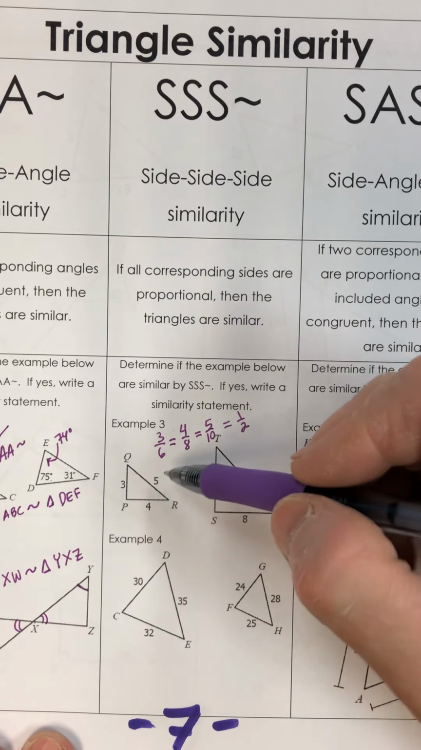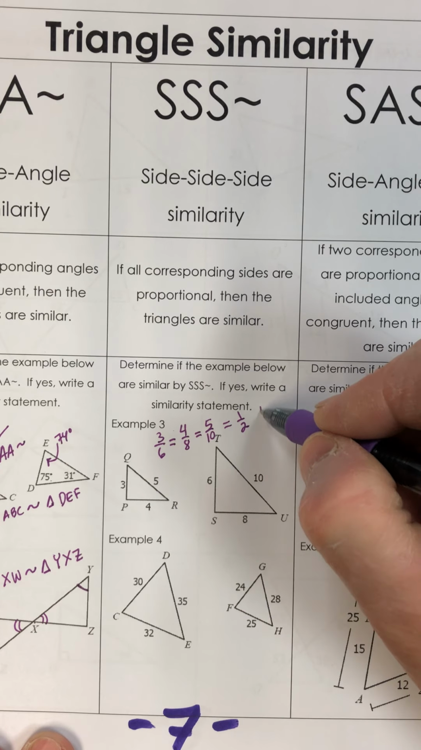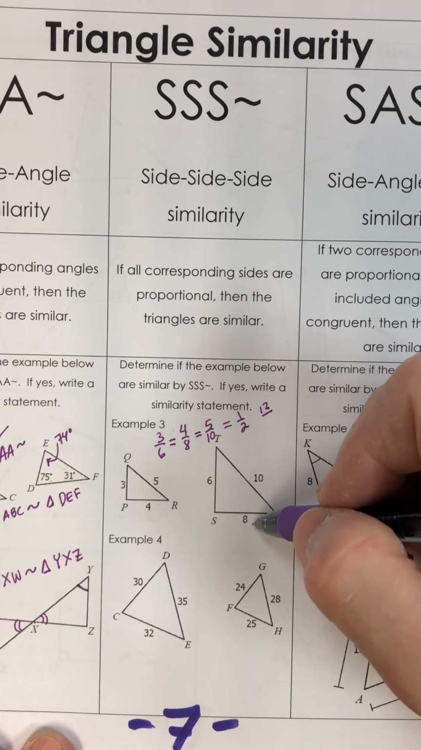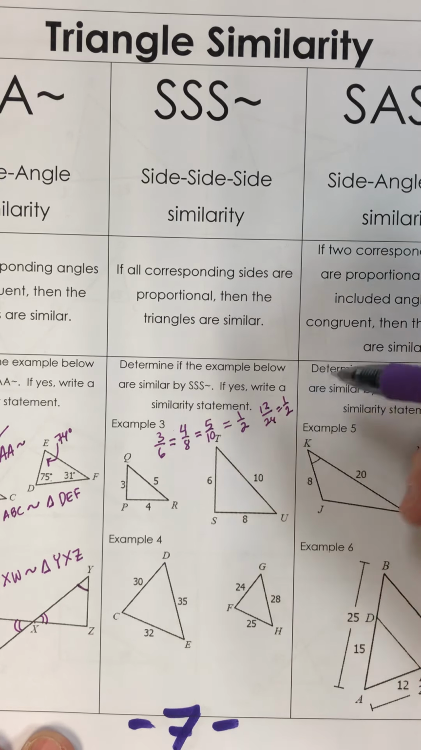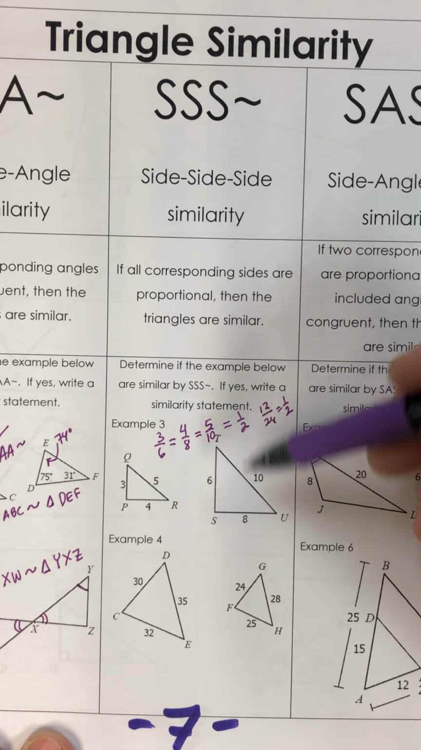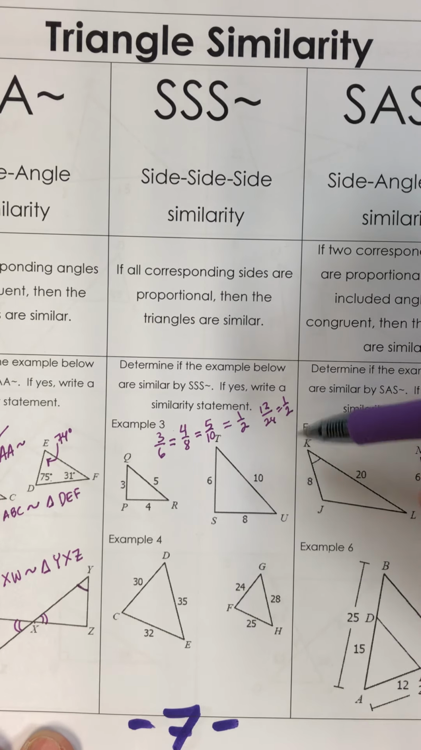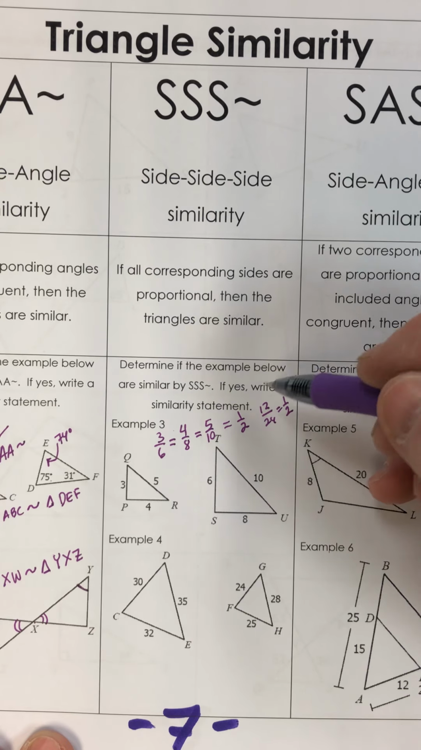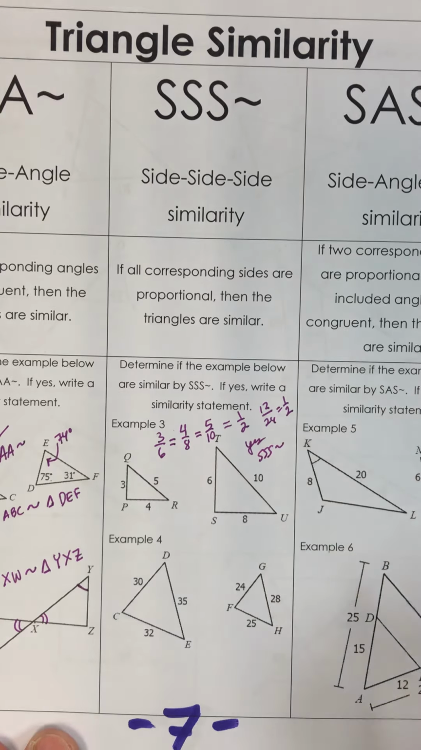And you could also do the perimeters. 5 plus 4 is 9, plus 3 is 12, over 10 plus 8 is 18, plus 6 is 24. That also reduces to 1/2, so that all should be true. When you're doing side similarity, you're just doing the sides, but I'm just pointing out also that the perimeters, or the ratios, would have the same scale factor. Okay, so this is yes, side similarity, and let's write down a statement.